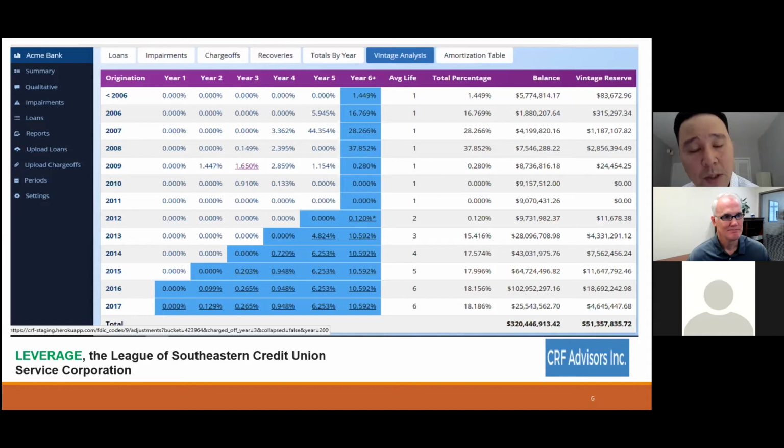Okay, and what our software does is automatically calculate what that projection is based off of your historical losses here. Okay, so many of you may be thinking, well, we haven't had many historical losses. We've had minimal loss exposures in certain loan pools.